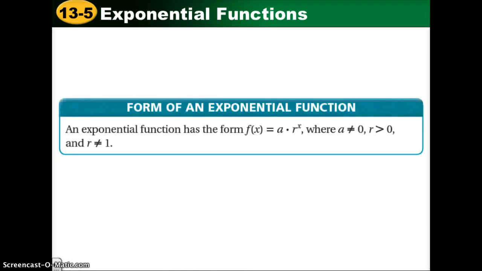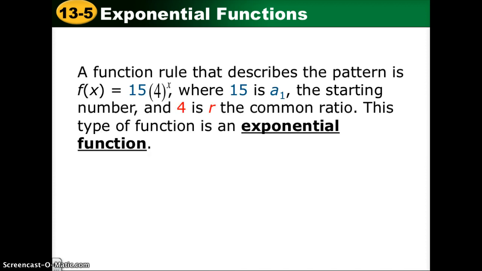An exponential function has the form f of x equals a times r to the x, where a is not equal to 0, r is greater than 0, and r does not equal 1. Similar to what we did with geometric sequences, you have your a, which is kind of like your initial term, your r, which is your common ratio, and then your x, which is the number of times you are going to produce your exponential function.